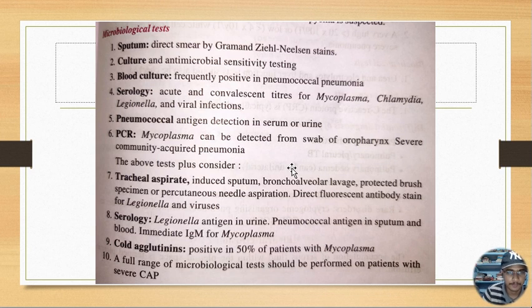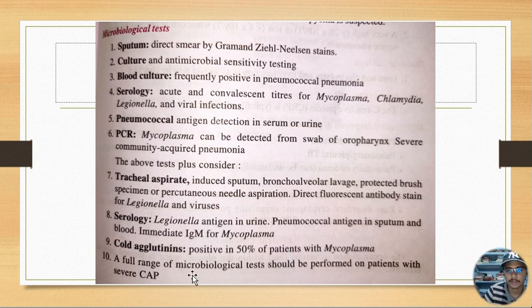For severe community-acquired pneumonia, that is CAP, the above tests plus consider tracheal aspirate, including induced sputum, bronchoalveolar lavage, protected brush specimen, or percutaneous needle aspiration, and direct fluorescent antibody stain for Legionella. In serology, Legionella antigen is present in urine and pneumococcal antigen in sputum and blood. Immunoglobulin M, IgM, is done for Mycoplasma. Cold agglutinins are positive in 50% of patients with Mycoplasma.